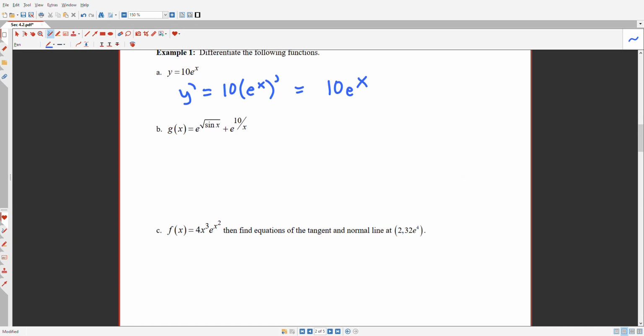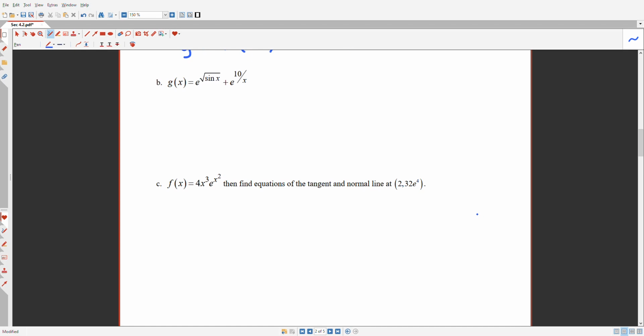Okay, this one, example B, is a little weirder looking. So let's see. G prime of x. Let me just focus on this first piece, e to the square root of the sine of x. So this is the one we're going to focus on first. So I've got to put a prime there. And then I'll have to come back to that second piece, because I'm using such a large marker, I may not have room to do that second piece.